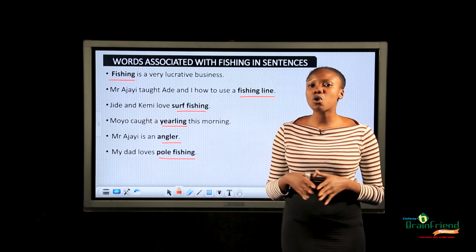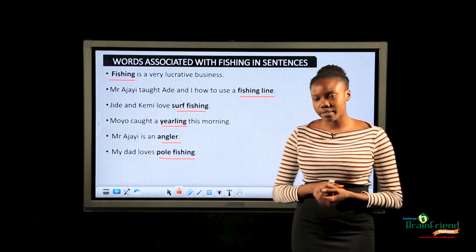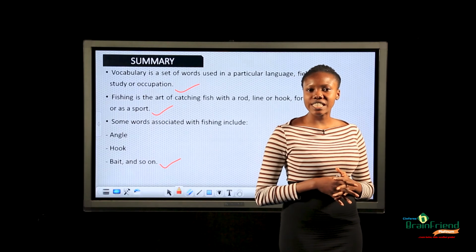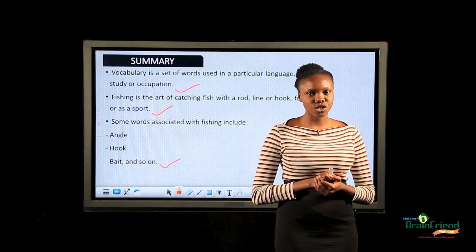Before we go, let's take a quick summary of all we've learned so far. We've learned that vocabulary is a set of words used in a particular language, field of study, or occupation. We've also learned that fishing is the act of catching fish with a rod, line or hook for food or as a sport. And lastly, we've learned that some words associated with fishing include angle, hook, bait, and so on. Having gone through all this, let's answer some test questions.